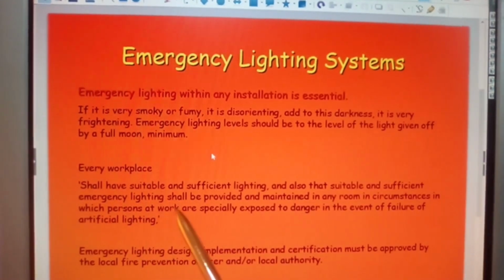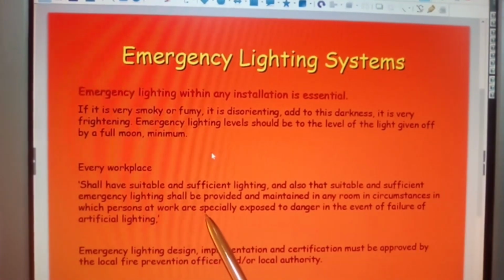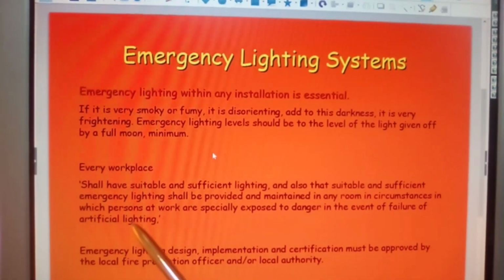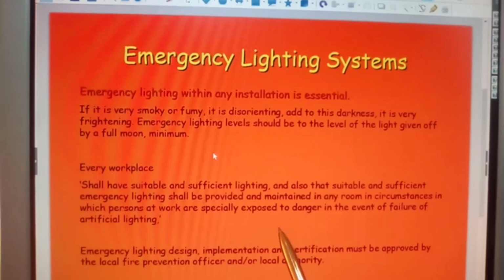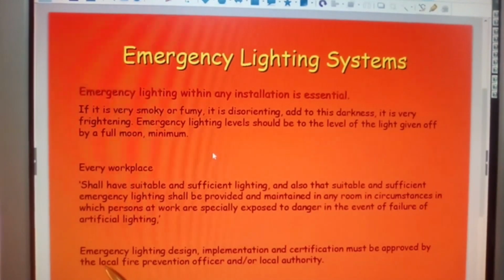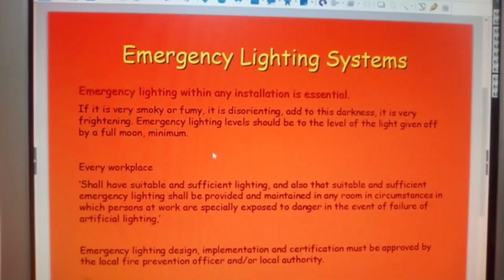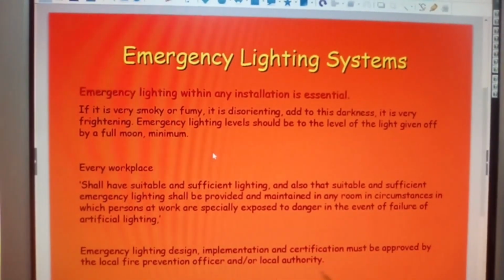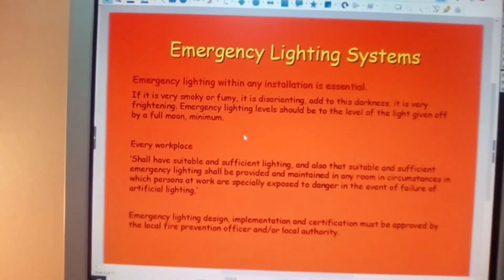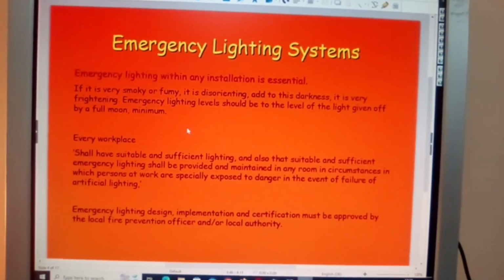Every workplace shall have suitable and sufficient lighting, and also suitable and sufficient emergency lighting shall be provided and maintained in any room in circumstances in which persons at work are specially exposed to danger in the event of failure of artificial lighting. Emergency lighting design, implementation, and certification must be approved by the local fire prevention officer and/or local authority. Also bear in mind that the IEE regulations lay down the foundations for emergency lighting, and those regulations you must comply with at all times. Okay?